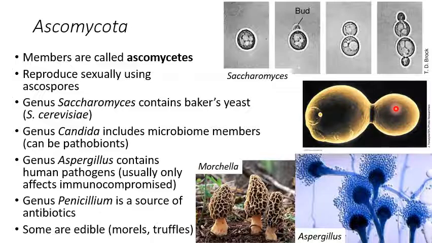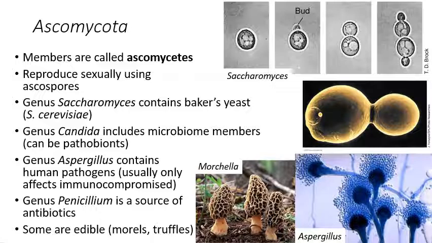Then you have the genus Candida, which is also yeasts. Some of those species in genus Candida are found living in the microbiome of the human body, especially Candida albicans. So you would have that in your mouth microbiome and also in the vaginal microbiome. It can form infections actually. So those species are pathobionts sometimes.